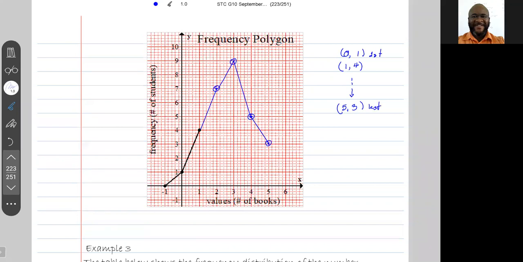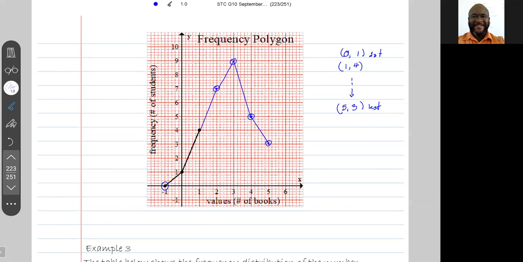Guys, your frequency polygon must start and end on your horizontal axis. Now, the values are 0, 1, 2, 3, 4, 5. So the first value is 0. Your frequency polygon is going to start at 1 value before 0. And the value before 0 is -1. So you can see the frequency polygon starts at -1. It starts 1 value before the first value. The first value is 0. So 1 value before that would be -1.